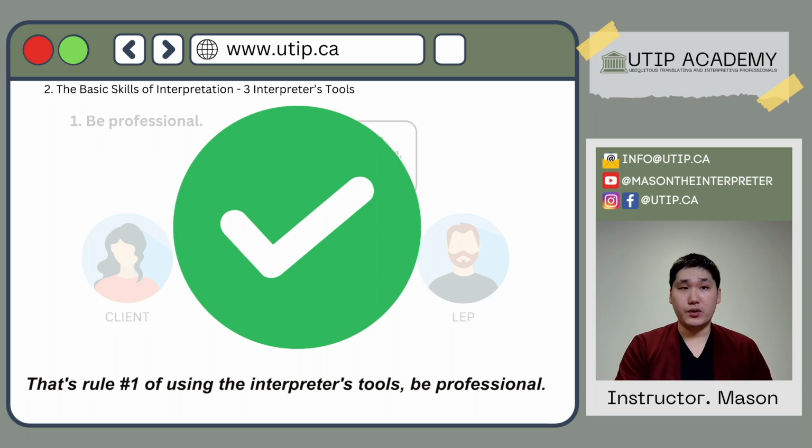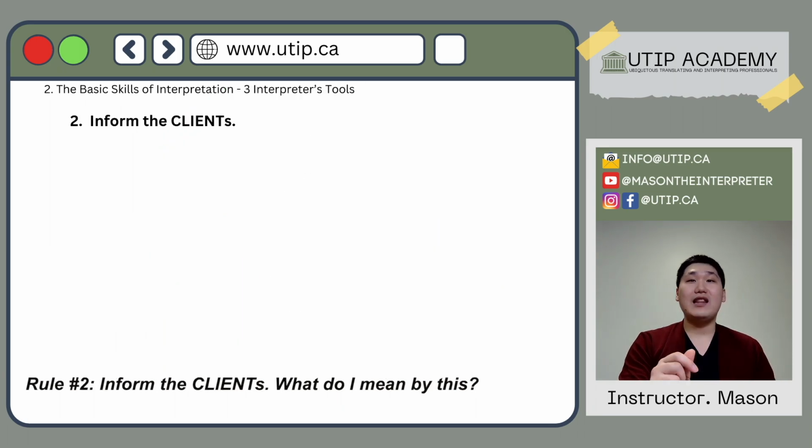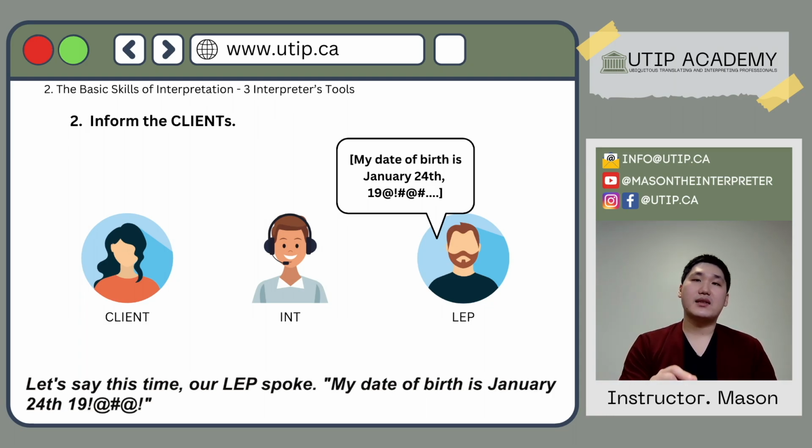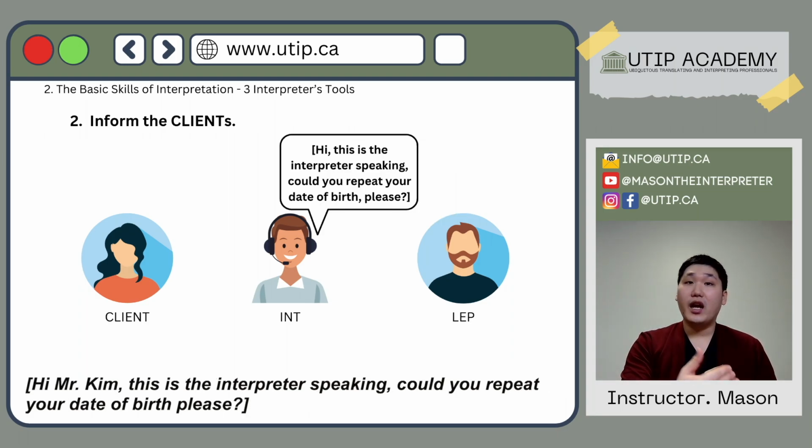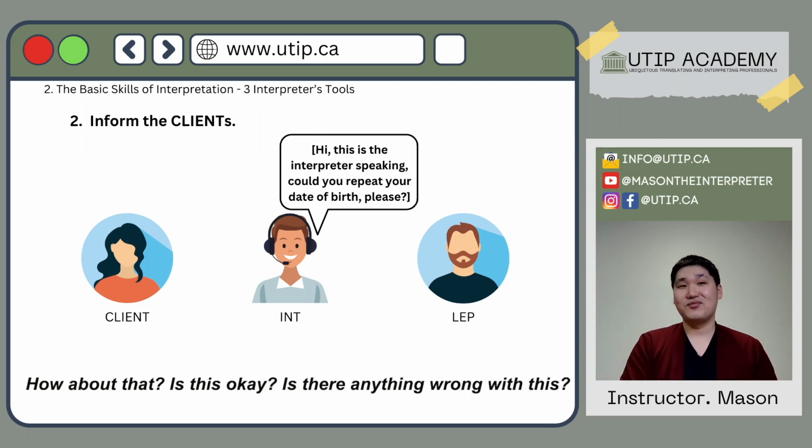Be professional. Rule number 2, inform the clients. What do I mean by this? Let's say this time our LEP spoke. "My date of birth is January 24th, 19 blah, blah, blah." Once again, we did not hear the utterance clearly, so what do we have to do? We say, "Hi, Mr. Kim, this is the interpreter speaking. Could you repeat your date of birth, please?" How about that? Is this okay? Is there anything wrong with this?